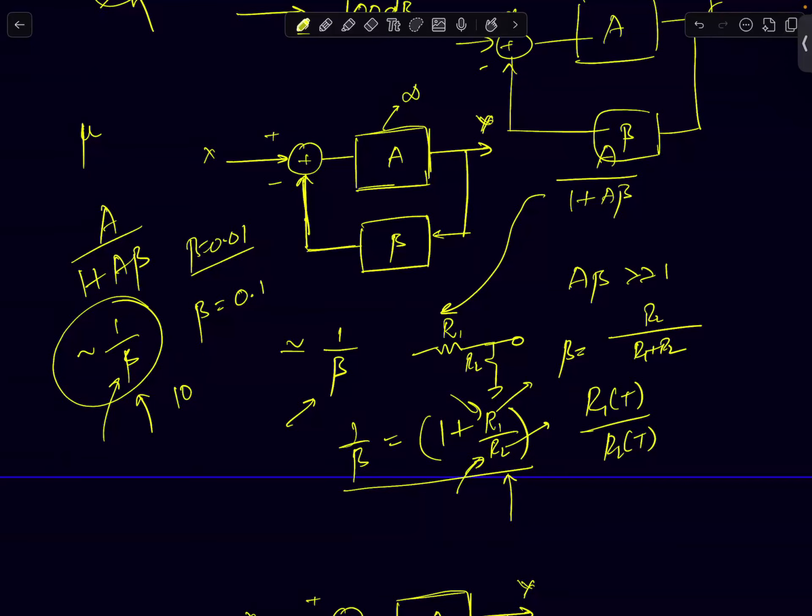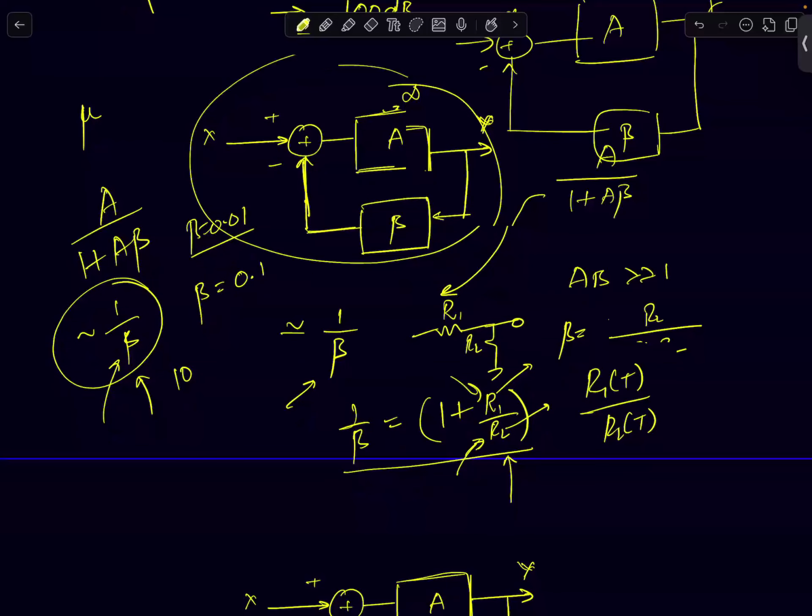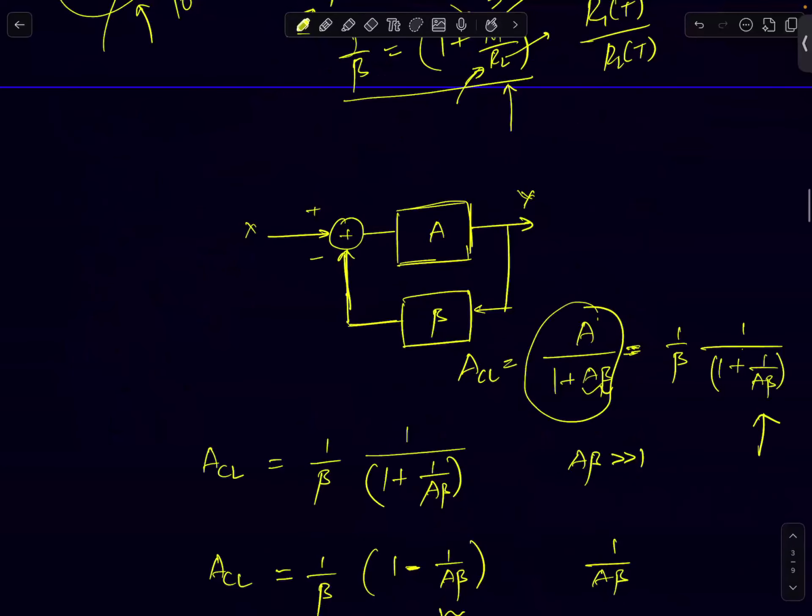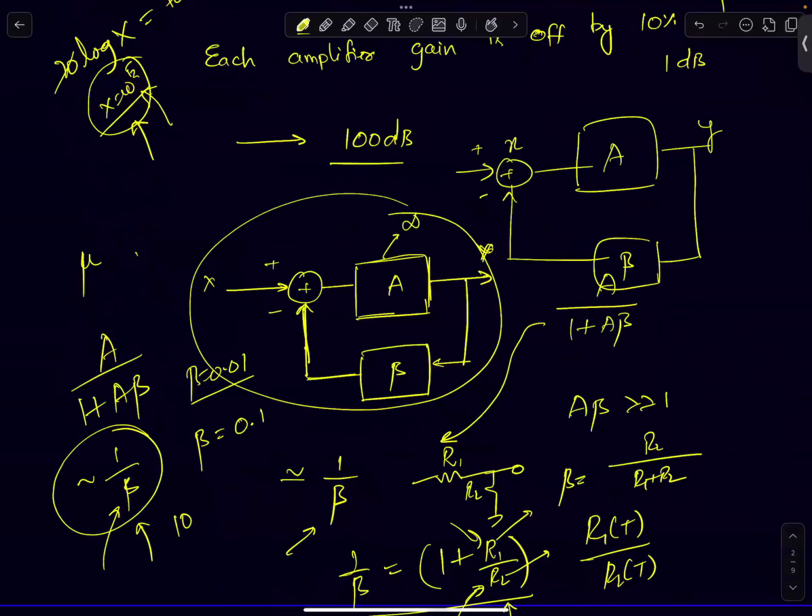Okay, so now I can use this as an amplifier and cascade it. So that's what I've written here. Here I've assumed A as infinity. When I'm deriving this result, I assumed A to be infinity. So if I substitute A as infinity in this equation, A by 1 plus A beta becomes 1 by beta. If I substitute A as infinity, you just get 1 by beta.